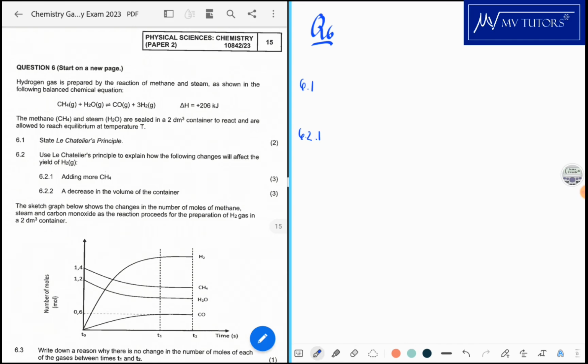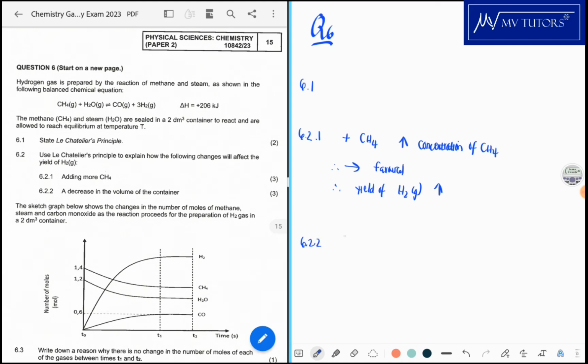I will say that by adding more methane, I would increase the concentration of the methane, then the forward reaction will be favored as a result. And therefore the yield of hydrogen gas will increase. And then 6.2.2, a decrease in the volume of the container.